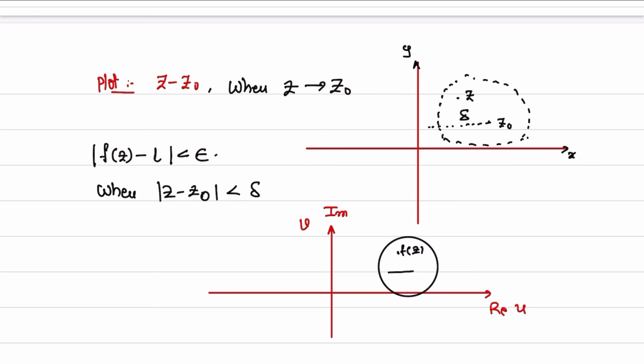Let us say there is some point L, function z minus L, that is epsilon. Then this is transformed to this UV. Once you understood this process, then we can solve the given problem. What is the given problem?